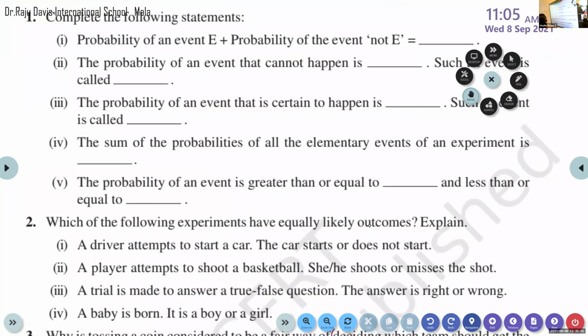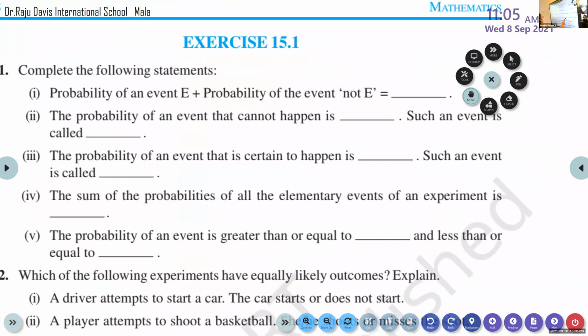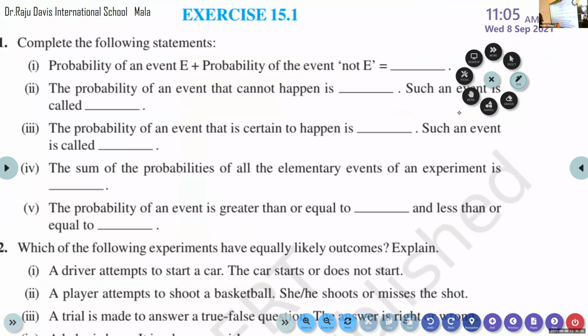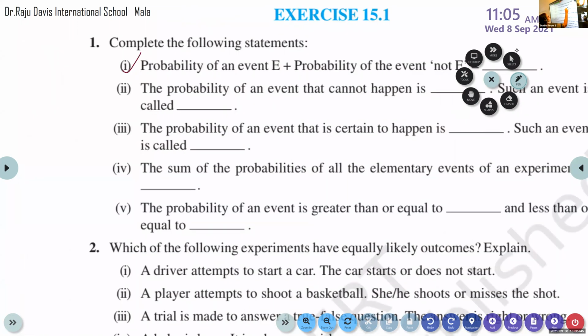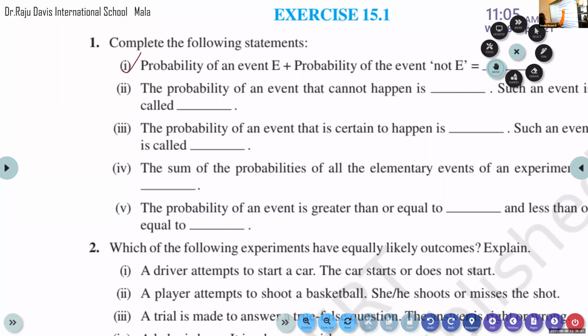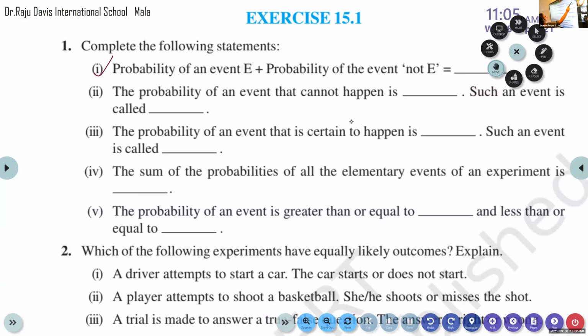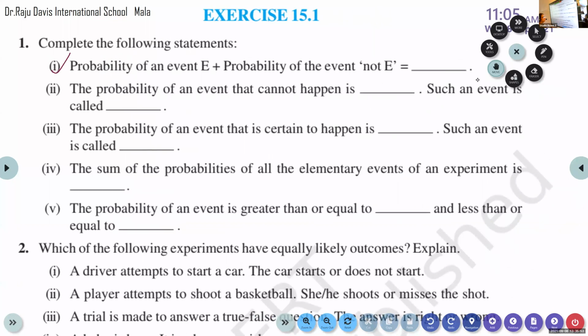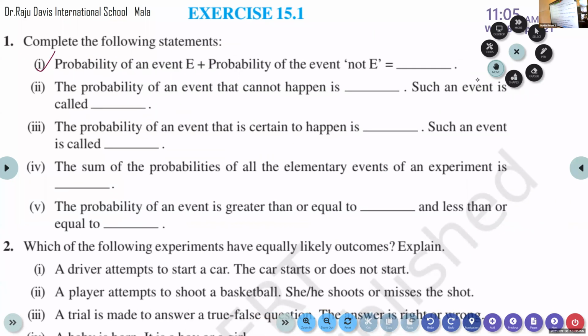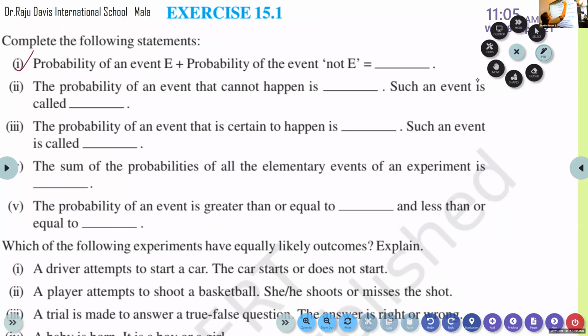Okay, the first one contains 4 questions. All are important questions. So write first one: probability of an event E plus probability of an event not E is equal to, answer it, all of you. Probability of an event E plus probability of an event not E is equal to, Minha, 1. Yes, good. 1.